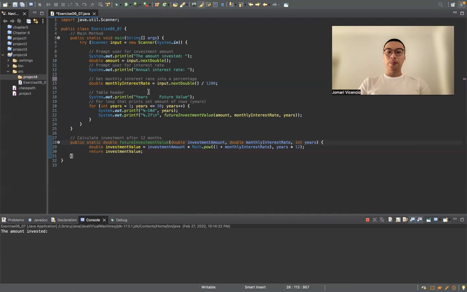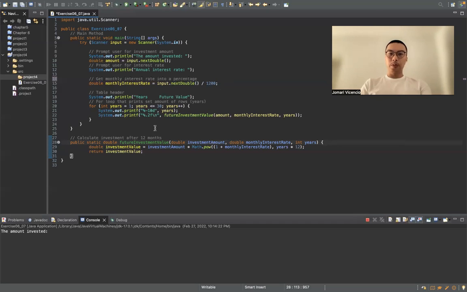And so the interest rate that we were supposed to ask was the annual interest rate. But the method that we were supposed to create was asking for a monthly interest rate. So how we get the monthly interest rate from the annual interest rate would be dividing the annual interest rate, or the user input for that, by 1200. And that would solve the problem of getting an integer into a percentage value.